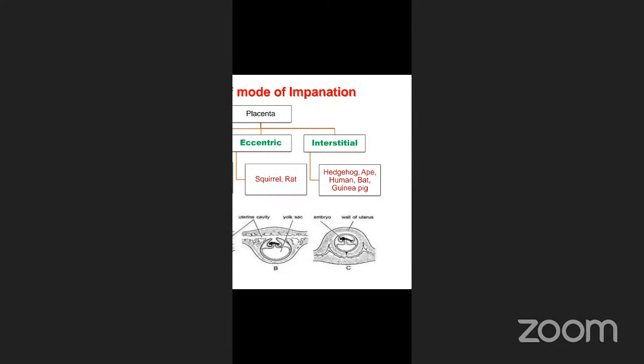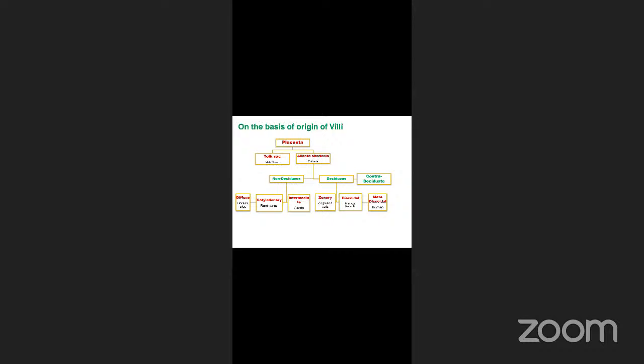Then interstitial implantation is where the chorionic sac penetrates into the substance of the uterine lining. So here you have a lining, the embryo is at the center, and it's the wall of the uterus, and in between you have a lining. This kind of implantation is called interstitial implantation. And on the basis of origin of villi, villi are nothing but finger-like projections, we will discuss that in detail.